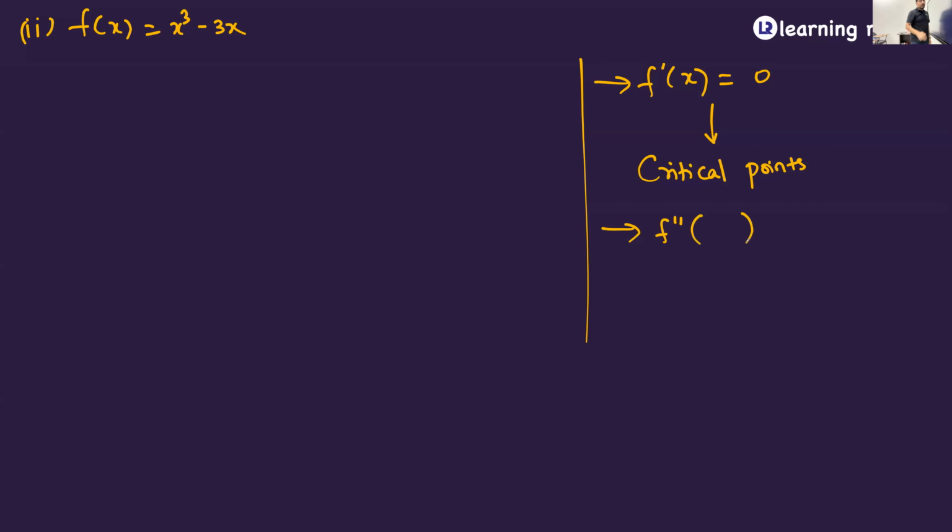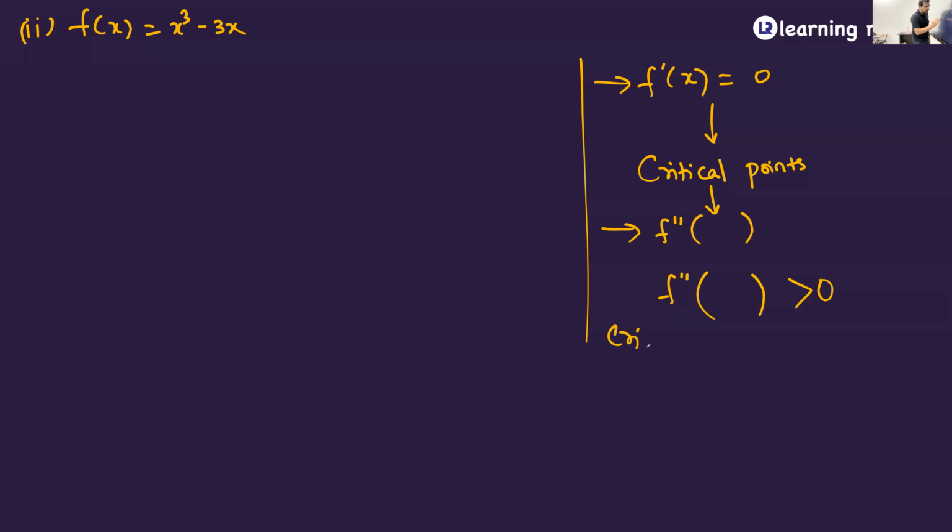F double dash, and in that F double dash, what should you substitute? Substitute each critical point and see. So when you do this, F double dash of a particular value comes out to be greater than 0. Then what is that critical point said to be? Point of minima. Because I'm using the word critical point again and again. Critical point is a point of minima.